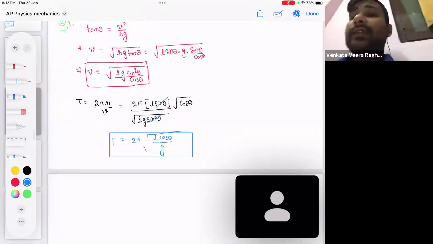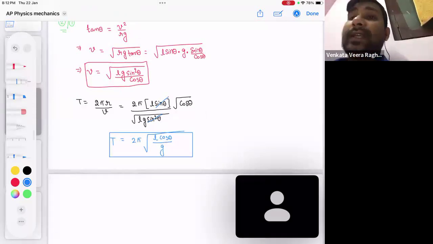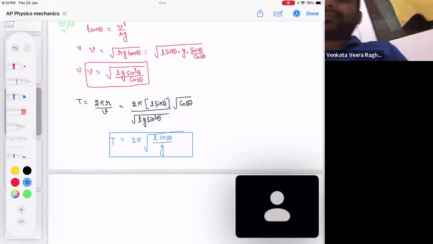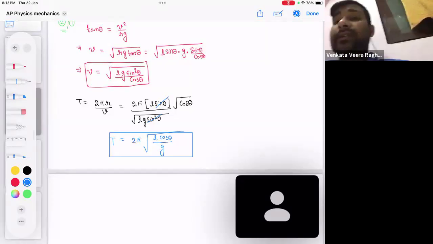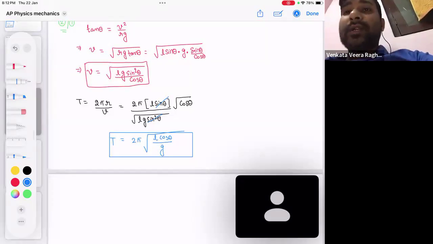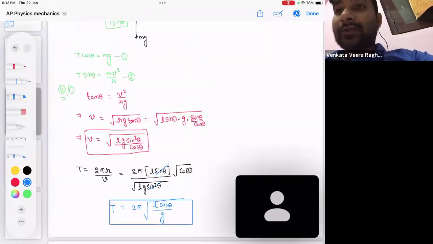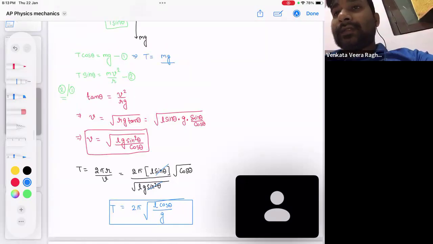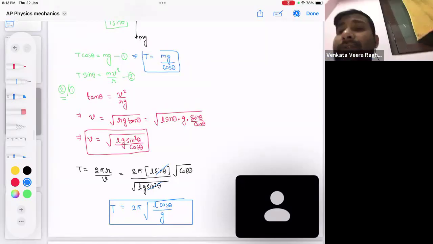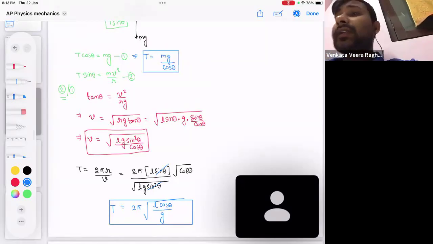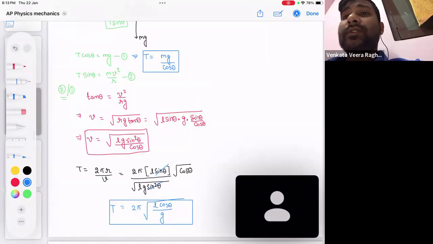Understood? And another thing they can ask you in this question is what is the tension in the string, isn't it? Right or not? If you want to calculate the tension, you can directly get it from here. Tension, how much will it come? Tension mg by cos theta will come. Understood? So these are the things they are going to ask you in the question.